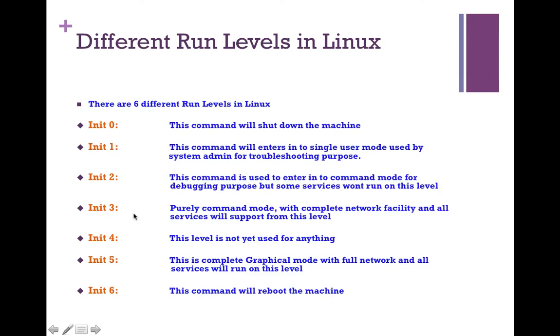Init 3, purely command mode with the complete network facility, and all services will be supported from this level. And init 4, this level is not used for anything now. Init 5, this is complete graphical mode with full network, and all services will run on this level. Init 6, this command will reboot the machine.